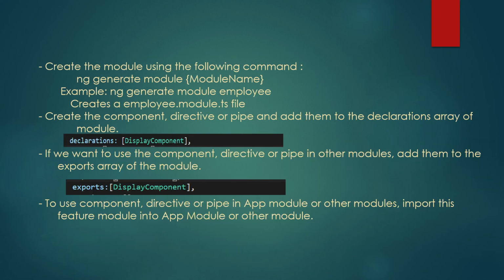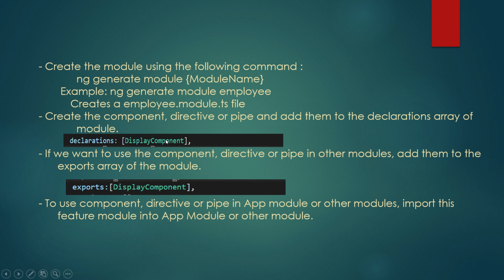We need to use the ng generate command to create the module: ng generate module, then we give the module name. If I want to create an employee module, so that all the features related to employee can be put in this module, I run ng generate module employee. Basically it will create an employee.module.ts file. Once the module is created, we can create any component, directive and pipe, and add it to this module by specifying it in the declarations array.